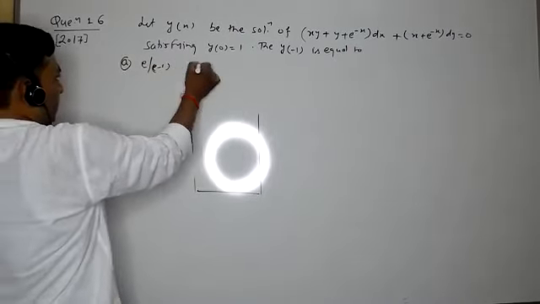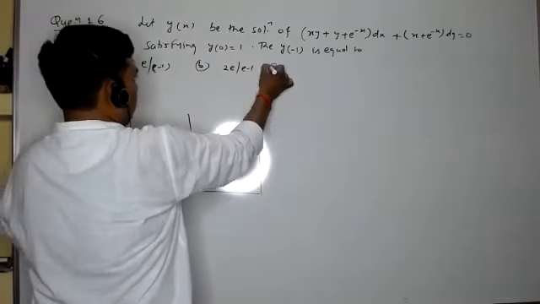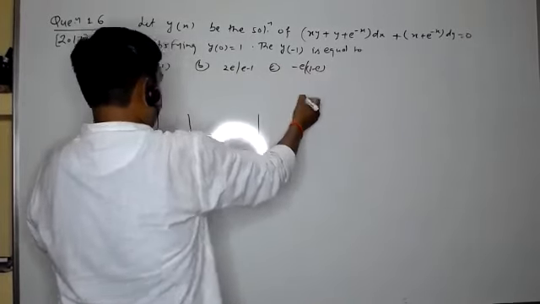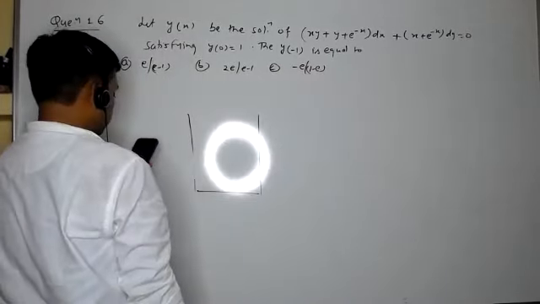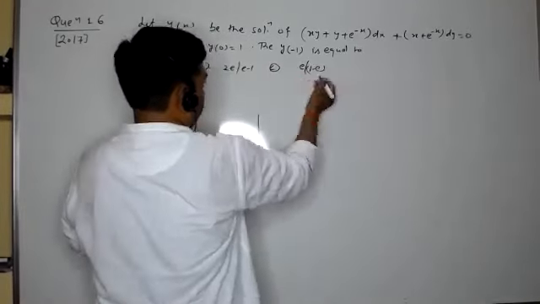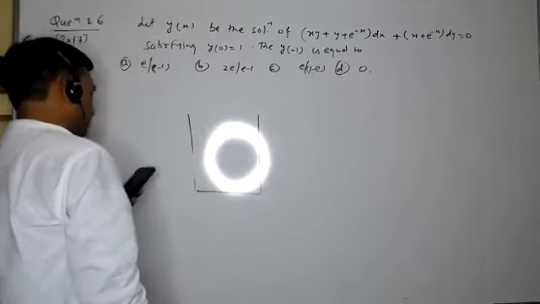option A is e upon e minus 1. Option B is 2e upon e minus 1. Option C is minus e upon 1 minus e, which is the same answer option, so what it should be is e upon 1 minus e. Option D is 0. Can you check it out, please?